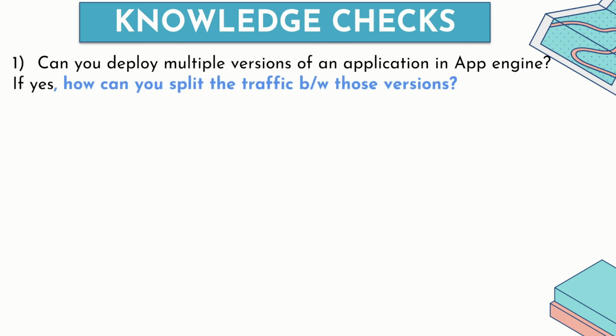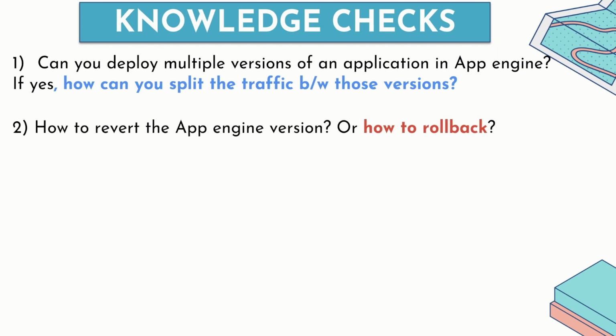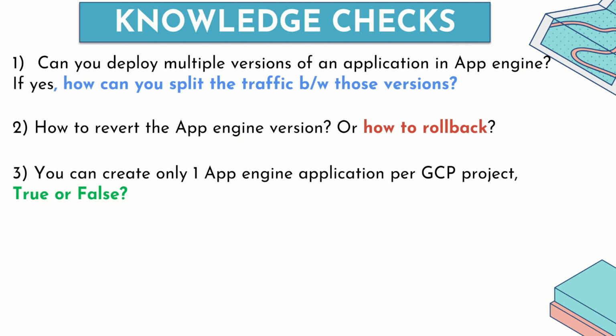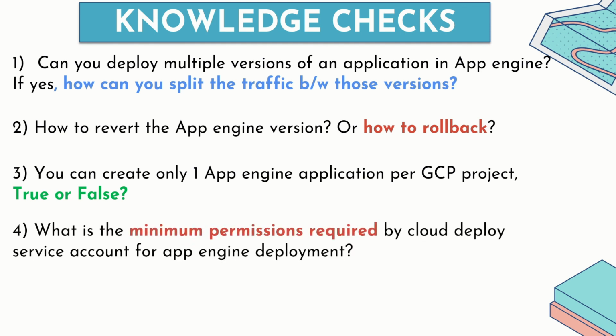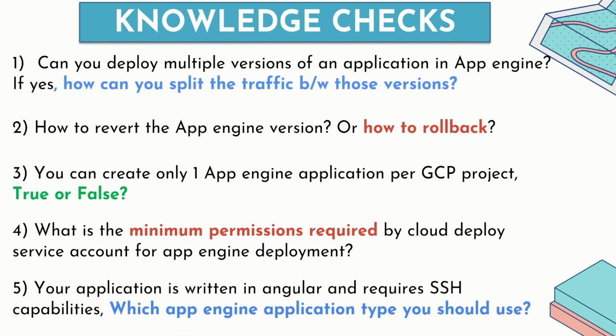Right, time for a quick knowledge check. First is, can you deploy multiple versions of an application in App Engine? If yes, how can you split the traffic between those versions? How to revert the App Engine version, or how to roll back? You can create one App Engine application per GCP project. Is that statement true or false? What is the minimum permission required by the Cloud Deploy service account for App Engine deployment? Your application is written in Angular and requires SSH capabilities. Which App Engine type should you use?